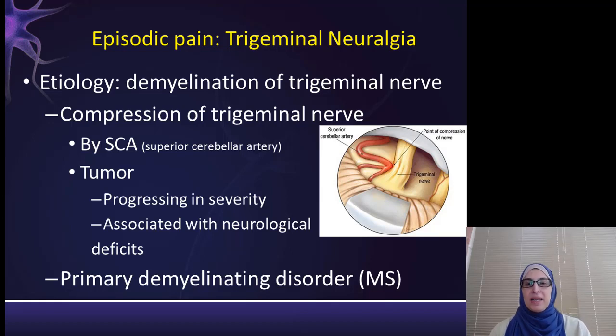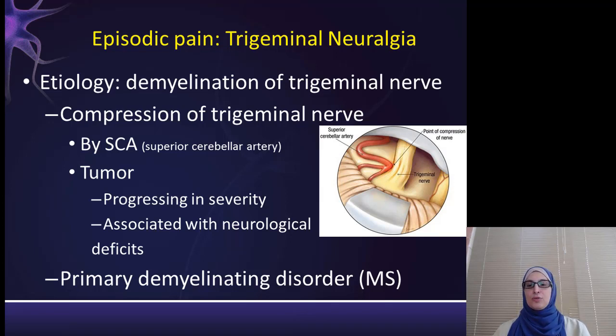Let's talk about the episodic pain, trigeminal neuralgia. The reason why it happens is usually irritation and demyelination of the trigeminal nerve root, caused by compression, and usually it is the superior cerebellar artery that compresses on the trigeminal nerve, leading to demyelination. Of course, this is most of the cases, and we call this primary trigeminal neuralgia, or sometimes it could be secondary to other neurological disorders, like the presence of a tumor maybe in the cerebellopontine angle or in the area close to the trigeminal nerve, and this compression might lead to demyelination.